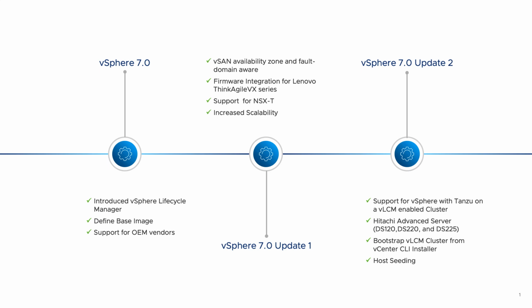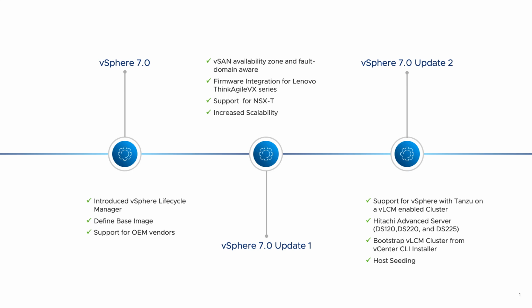Another such feature is host seeding. This feature allows you to extract the base image from an existing ESXi host, which is already deployed in your environment. The reference host can be part of the same vCenter server or a different vCenter server, or you can choose to reference a standalone ESXi host which is not managed by any of the vCenter server in your environment. The key point here is the ESXi version has to be ESXi 7.0 Update 2 or above.